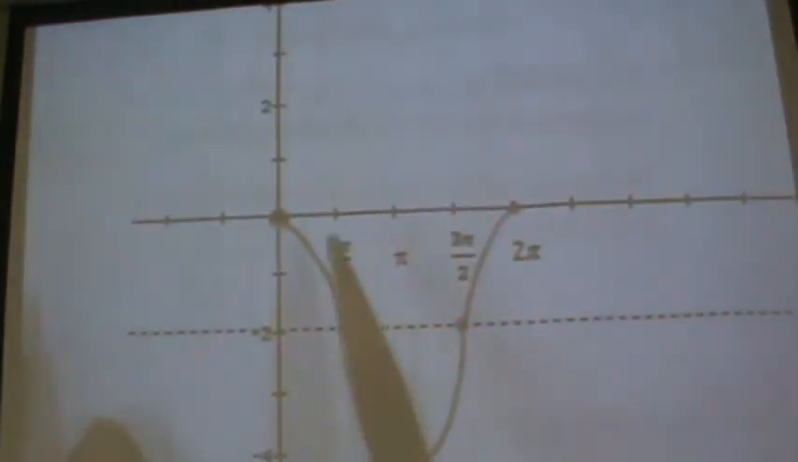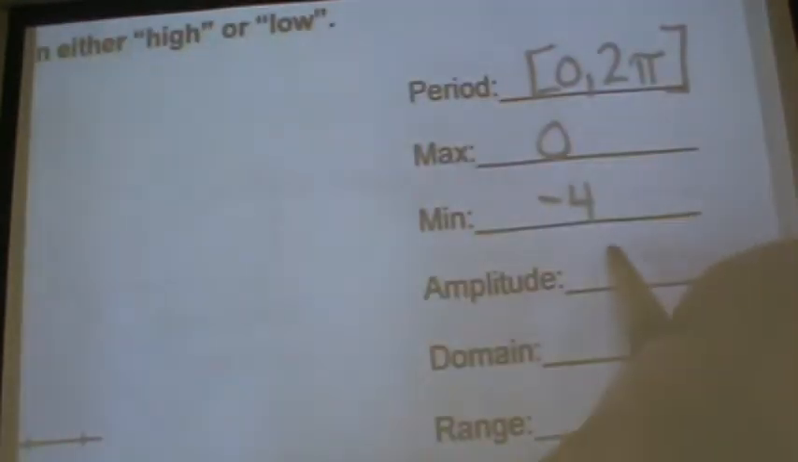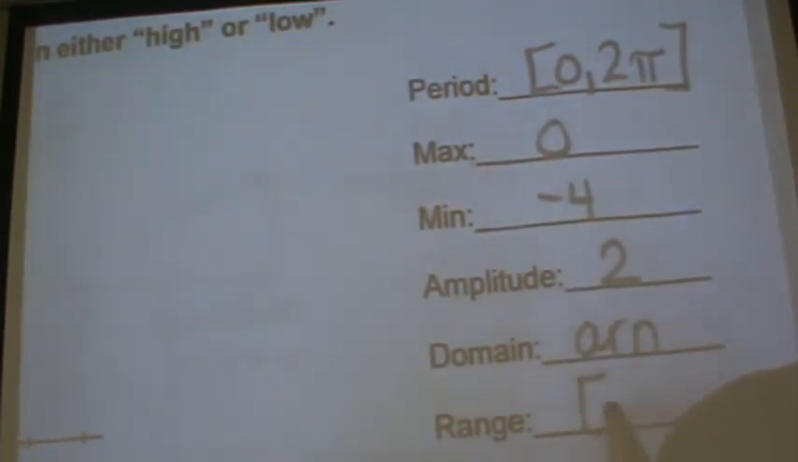Can you tell me what the maximum value is here? It's 0. What's the minimum? What's the amplitude? What's the domain? All real numbers. And the range is going to go from -4 to 0. Good job, -4 to 0.